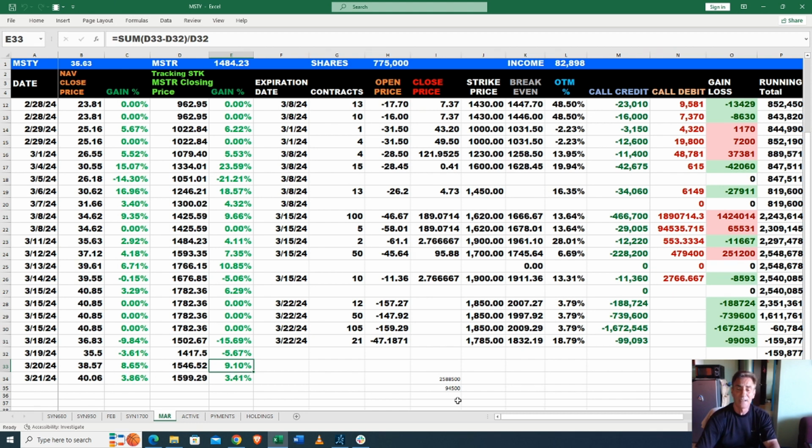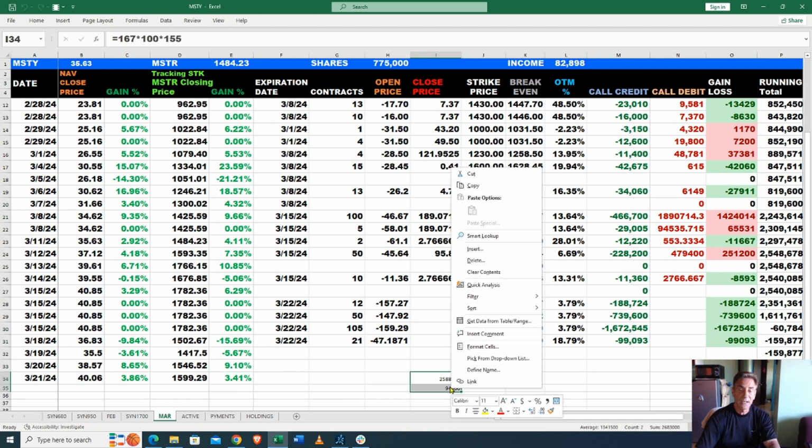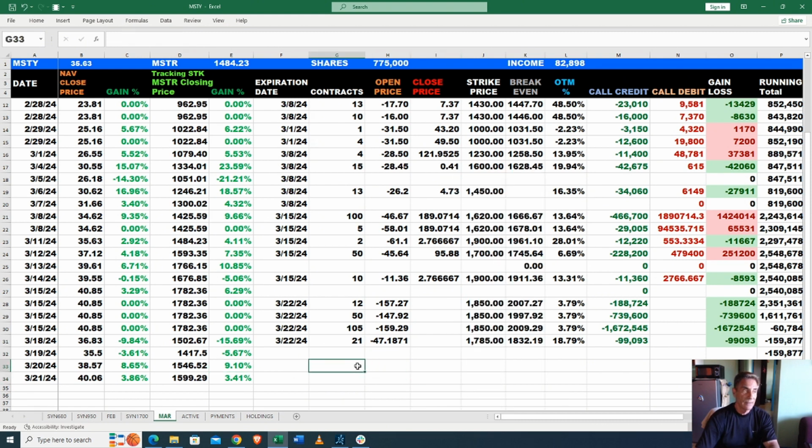So people sometimes say, well, how is that possible? Well, it's possible when you have both synthetic positions and short or naked call positions, and the volatility is just right. Whereas if MSTR just takes off and goes up 15%, it's pretty hard when you're paying the dividend and collecting income and you have synthetics, you just can't match that performance.